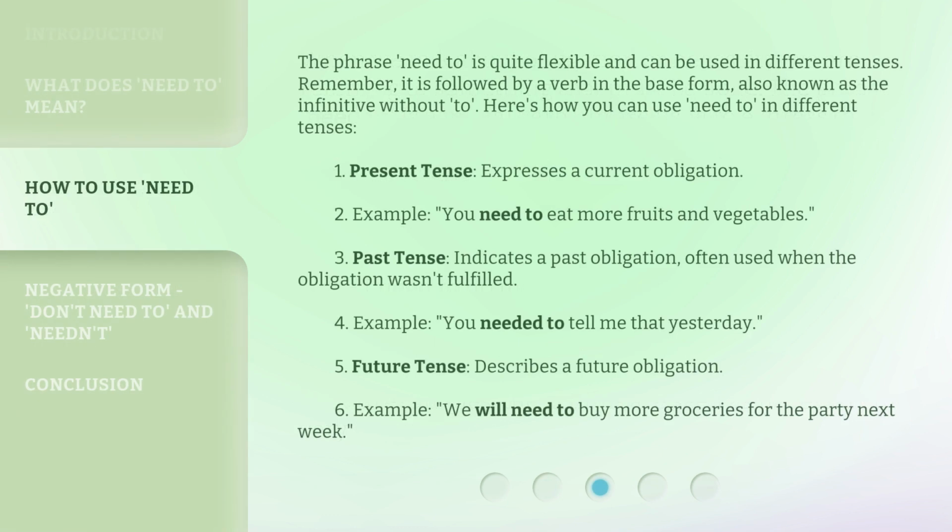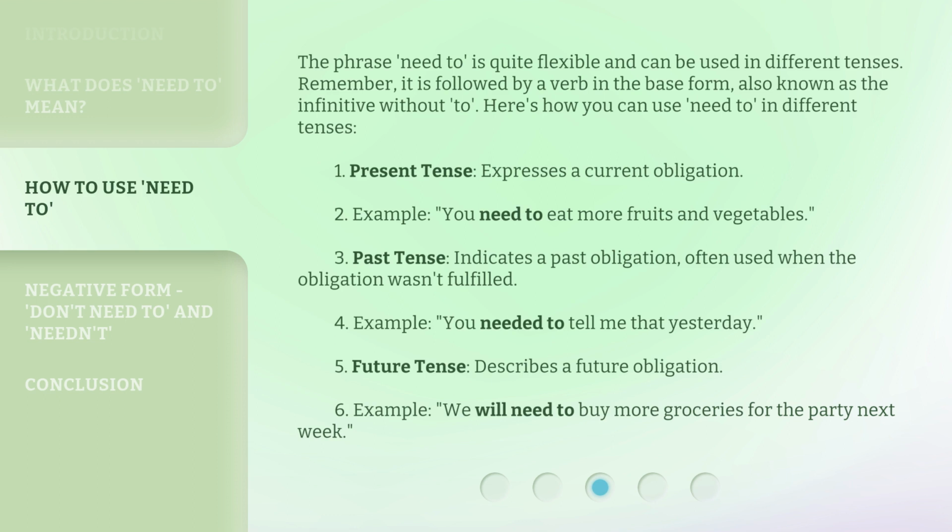The phrase, need to, is quite flexible and can be used in different tenses. Remember, it is followed by a verb in the base form, also known as the infinitive without to. Here's how you can use need to in different tenses. 1. Present tense, expresses a current obligation. 2. Example, you need to eat more fruits and vegetables.